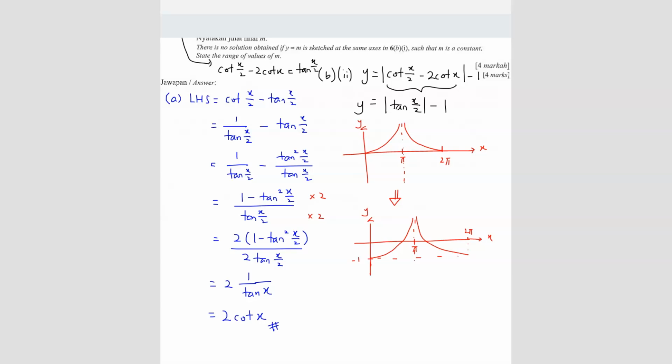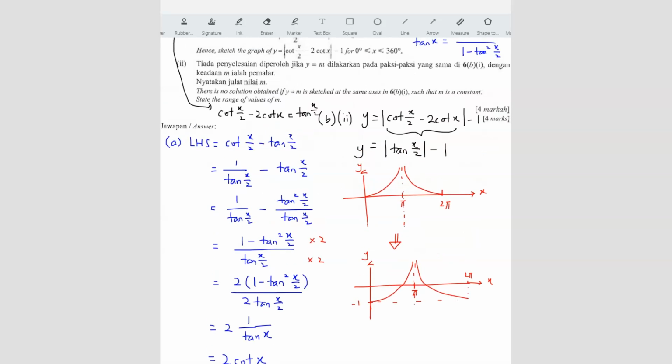Now the last question, what they're asking, there is no solution obtained. There is no solution obtained if y equals to m. So y equals to m, you know the line is going to be a flat line, right? It's going to be a flat line like this, but we don't know where it is. But it says that there is no solution. No solution means what? That means it doesn't cross the graph at all. No solution, never cross at all, no intersection.